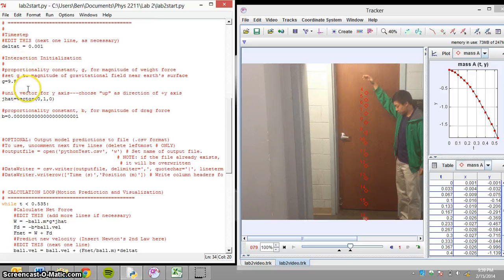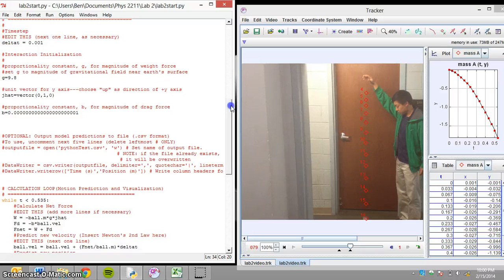I use g equals 9.8. 9.8 is gravity, meters per second squared, so we're going to have to use that later in the function as well.